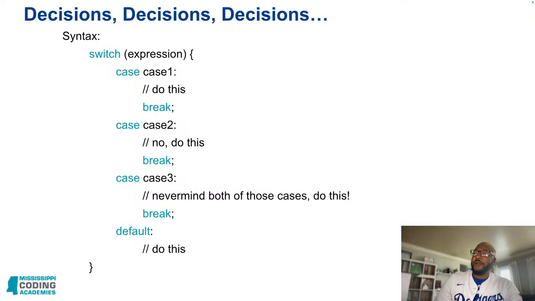Switch. There we go. So as you can see, here we have switch. We put our expression here, and then curly braces. Case one. We do some stuff, then break. Case two. No, do this instead. Break. Case three. Never mind. Both of those cases do this, and then we break, and then we default to do stuff.